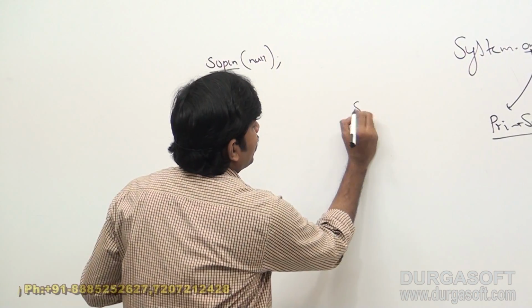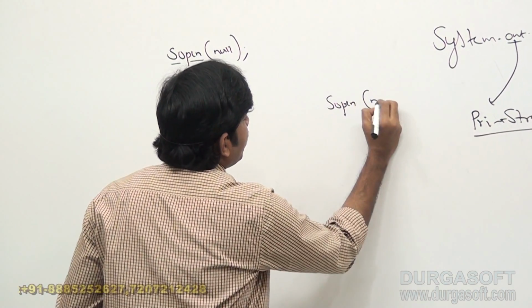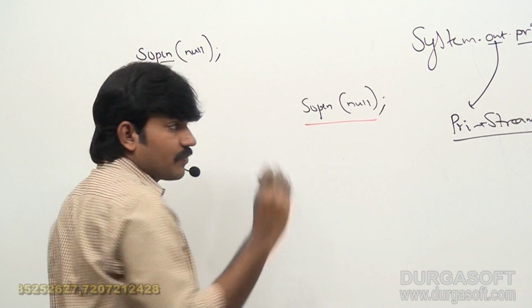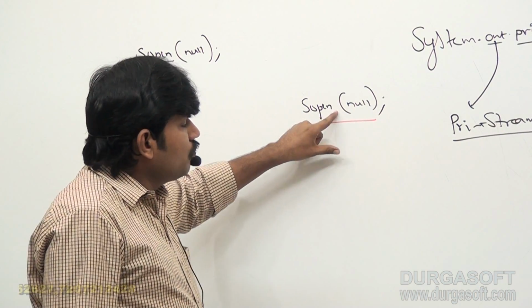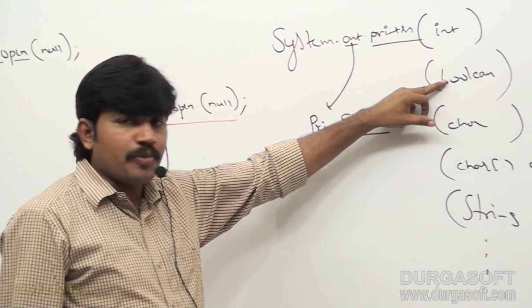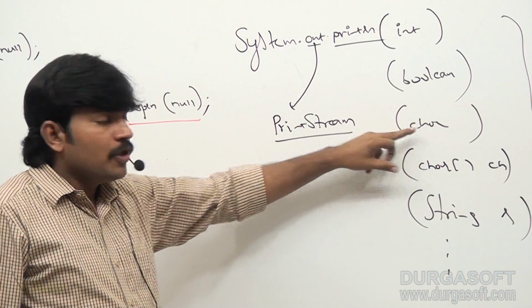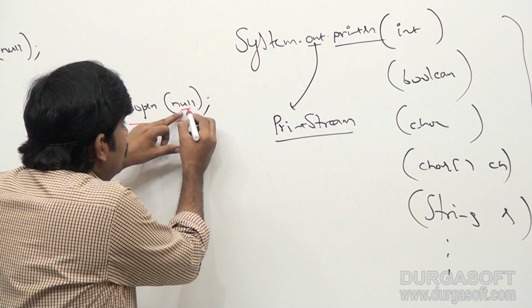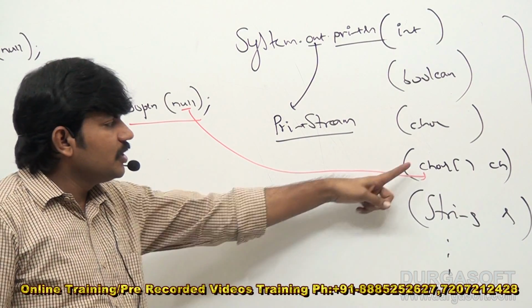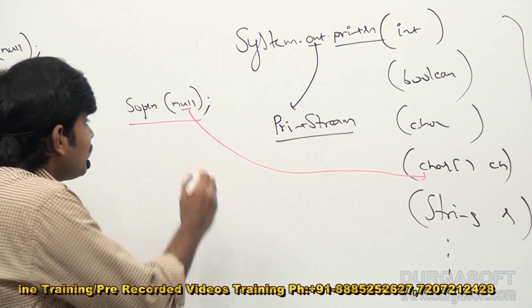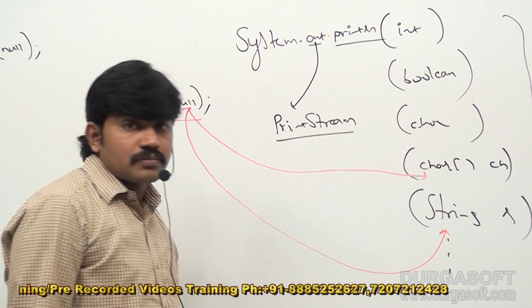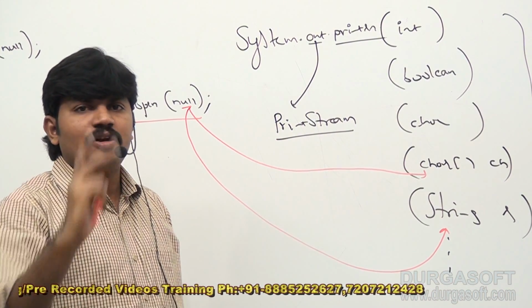Now the point is, I am trying to print SOP of null. Which println method has matched? This one not matched, this one not matched, this one not matched. But null is a valid value for a char array, so that println method got matched. At the same time, null is a valid value for string also. Two methods got matched.